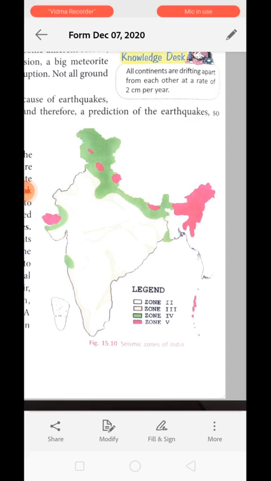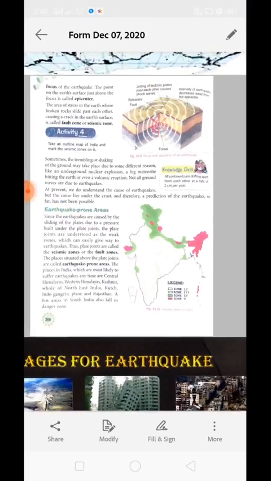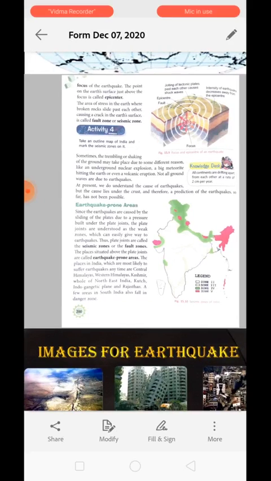Thus plate joints are called seismic zone or fault zone. The places situated above the plate joint are called earthquake prone area, means these areas will receive a maximum disaster from earthquake.